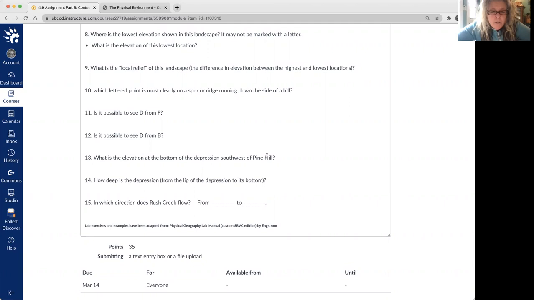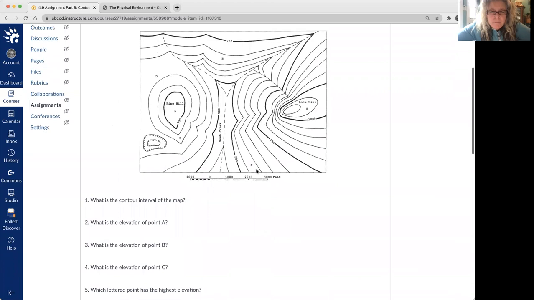In which direction does Rush Creek flow? Let's look at Rush Creek. Well, it's going to be flowing north to south. You can tell by these V's right here, the V that it's making with the contour line. So it's going to be flowing from the north to the south.